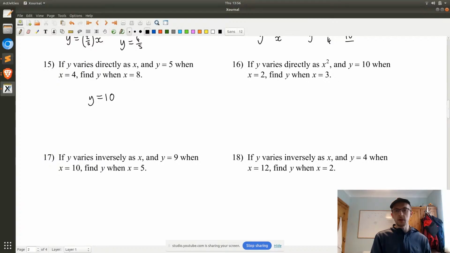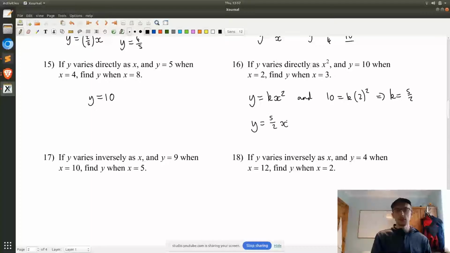If y varies directly as x squared, that's a way of saying y equals kx squared, and y equals 10 when x equals 2, so 10 equals k times 2 squared. Find y when x equals 3. So this here implies that k is 5 over 2. So rewrite the original relationship, y equals 5 over 2 x squared, and then put in 3, 5 over 2 times 9, that's the square of 3, so 45 over 2, so y is equal to 22.5.